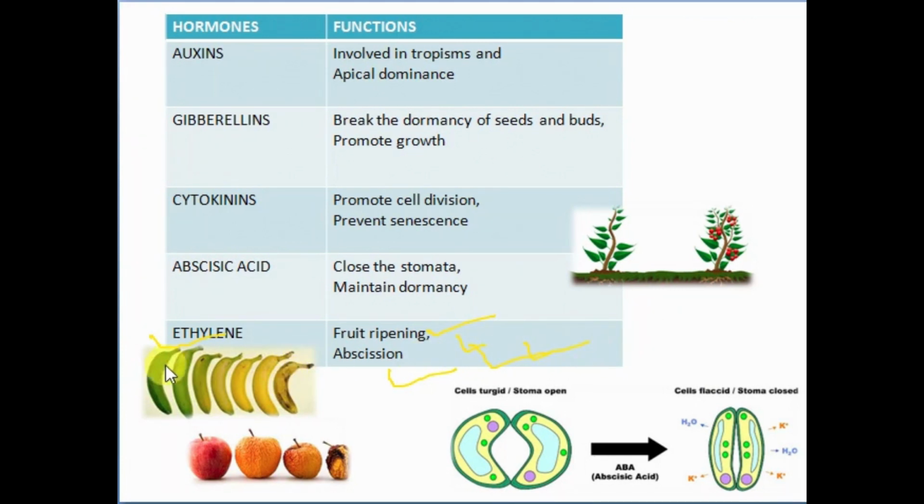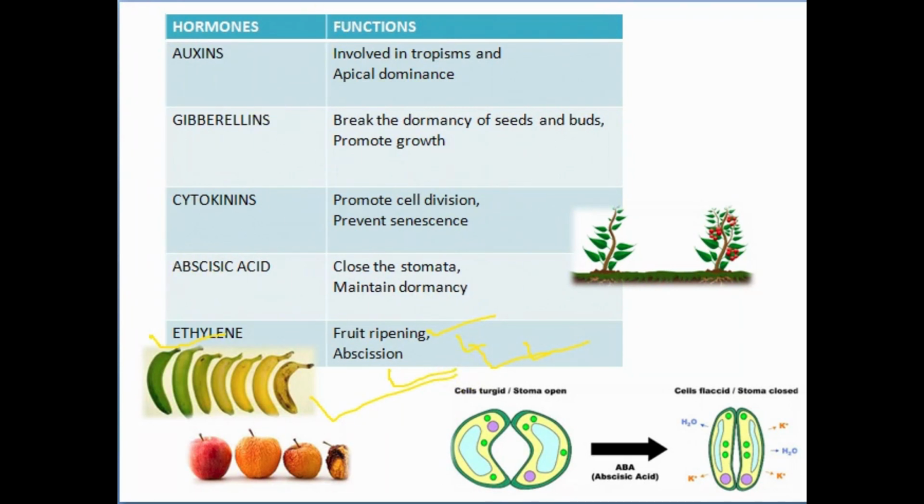So if you have one fruit which has gone bad, it can spoil all the other fruits. If you have one apple, it can destroy all the apples, because ethylene from one apple can damage all the other apples which are not ripened. So this is the function of ethylene, and with this we are done with our hormones. So we have five plant hormones: auxins, gibberellins, cytokinins, abscisic acid, and ethylene. We have discussed their functions.